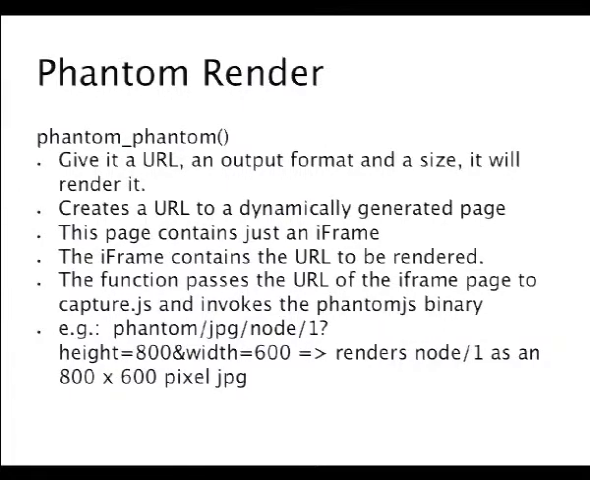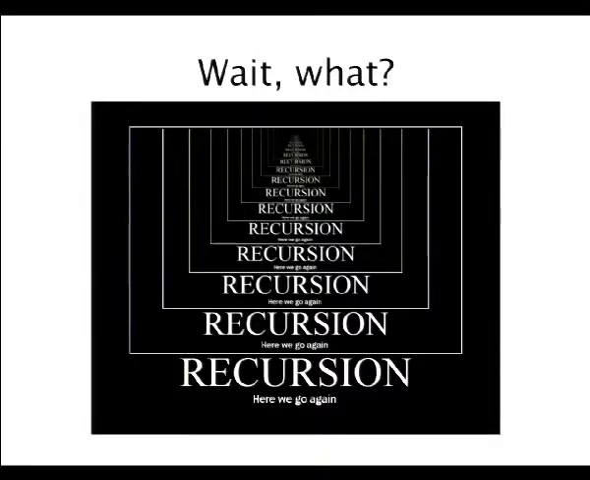PhantomJS is then invoked with an argument of capture.js. Capture.js will then go load the iframe. The iframe will load the page inside of it, and then it will go and do its rendering. It'll capture the page, output the file, and give it to you. Depending on what context you invoke this in, it'll either serve the image to the browser, or if you do it through Drush, it'll give you a pointer to the URL of the file. In case that didn't sound crazy, it is kind of crazy: it's a page giving a URL of a page which contains another page, which is passed to a JavaScript engine.